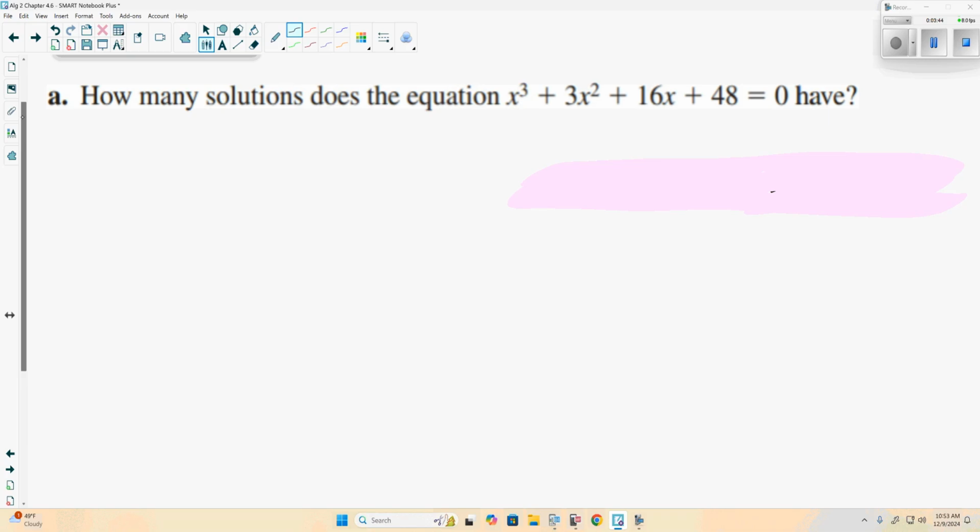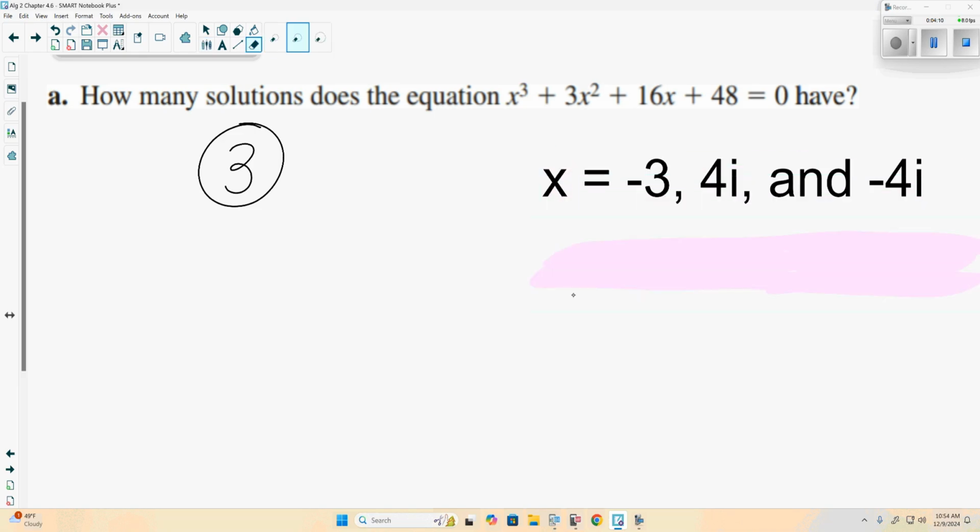So what that means for us is, if we look at this one here, x cubed plus 3x squared plus 16x plus 48 equals 0. How many solutions does this have? 1, 2, 3, 4. So what's the degree? Guys, up here. The degree is what? So how many solutions should it have? It has 3 solutions. And specifically, those solutions, if we were to solve it, are -3, 4i, -4i. So the number of solutions is 3.